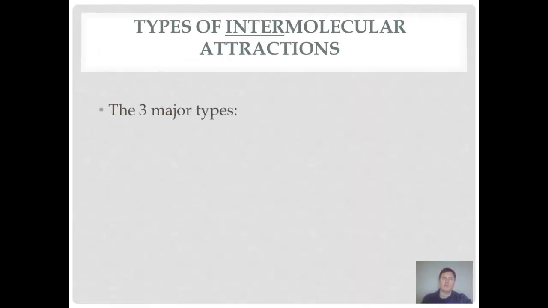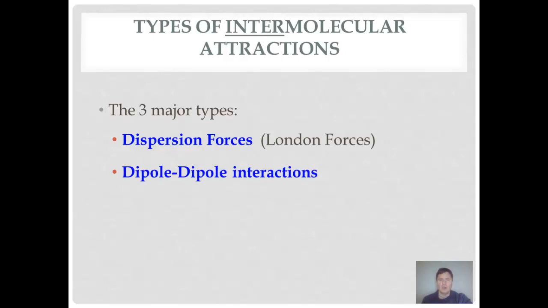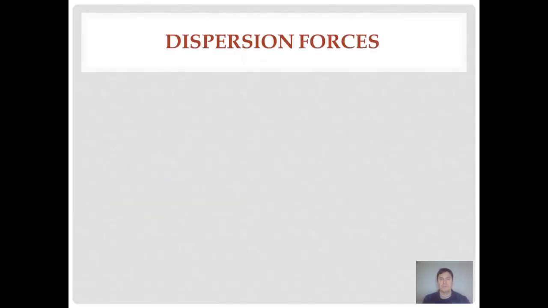There are actually three major types that I want to discuss. The first one is called dispersion forces, also known as London forces. We have dipole-dipole interactions. And then finally, hydrogen bonds, which are actually just a type of dipole-dipole interaction. Let's start by talking about the dispersion forces.